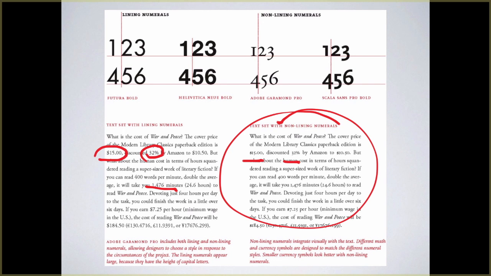1,476 minutes. This reads as part of the text, the 1,476. So it's just a different way of working. It can be challenging if you're doing headlines or a poster, say something like this, where we have the dates on the back. If we use the non-lining numerals in that, we have much less control. Suddenly the 6 is high and the 3 descends down and it gets awkward because that's in a heading format.